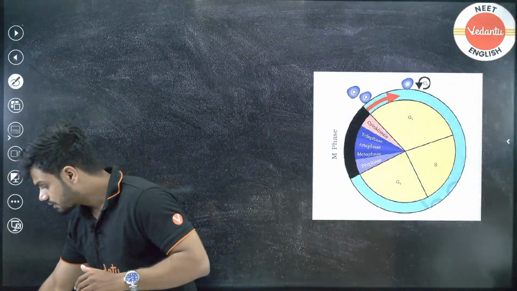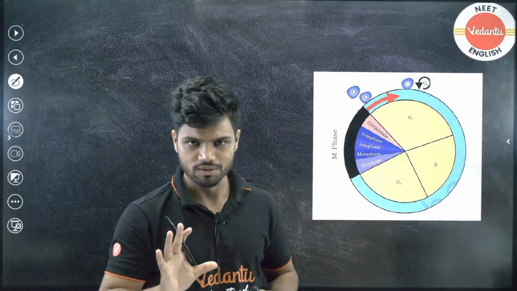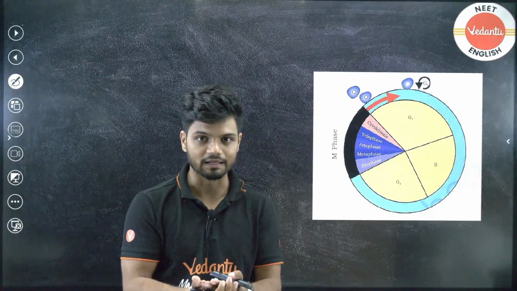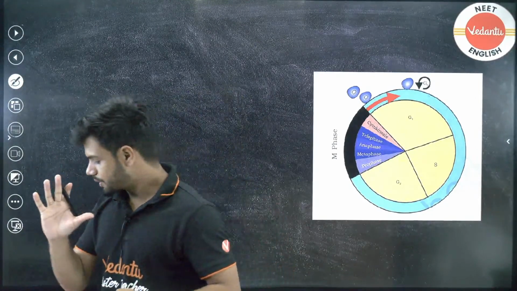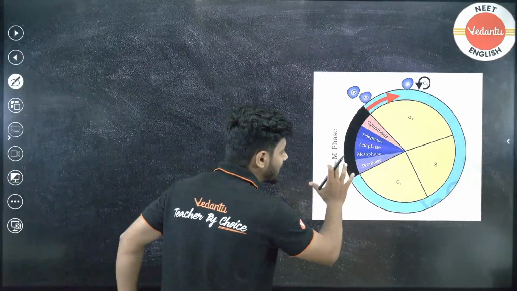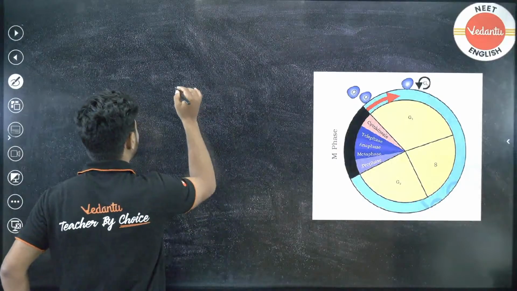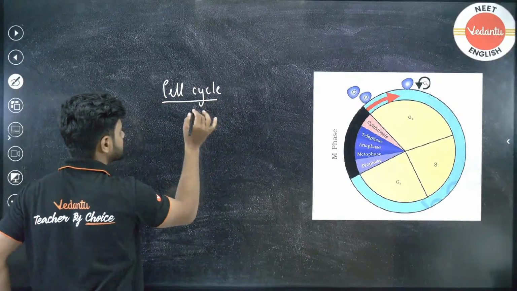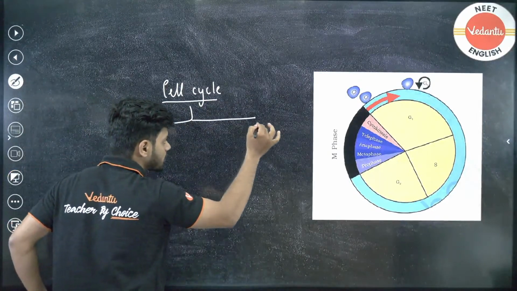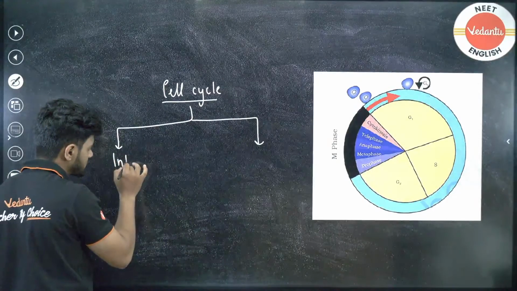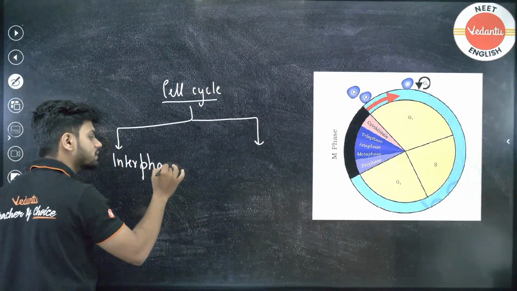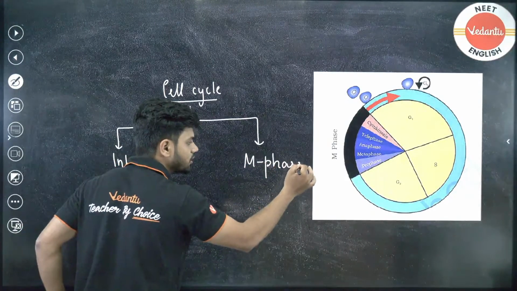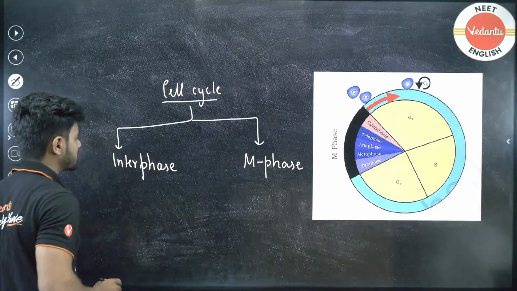Okay. Now, that was your introduction to mitosis. But the main question is, where does mitosis take place in the cell cycle? Students, this is your entire cell cycle. The entire cell cycle can be divided into two parts. The first part is called interphase. The other phase is called the M phase. Interphase as well as M phase.